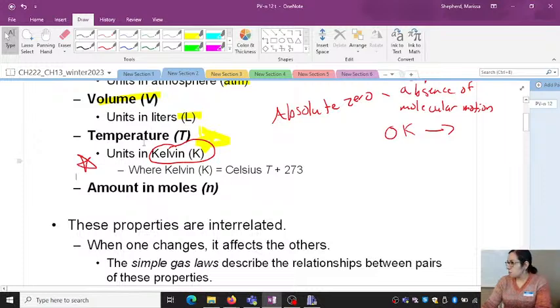That is like the number one mistake students make, is not being in Kelvin. And the last way to describe gases is, of course, the amount of moles. And again, you saw that in lab, where you were able to calculate your amount of moles using all the other information.